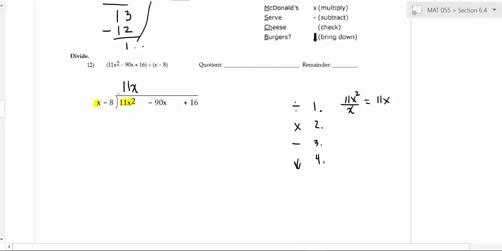Now, when you multiply, step 2, you're going to take 11x, and you're going to multiply it by the whole thing, x minus 8. And that's a distributive property, right? So you are doing a distributive property. You take this times the whole thing. So what does that give? 11x squared minus 88x. Okay, write it down.